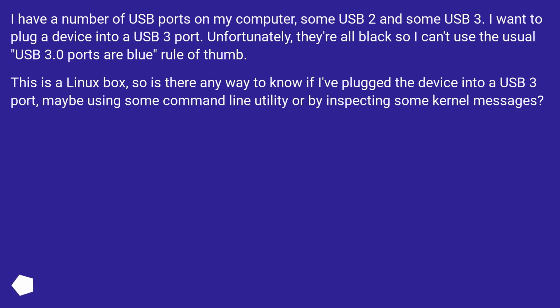Unfortunately, they're all black, so I can't use the usual blue rule of thumb for USB 3.0 ports. This is a Linux box, so is there any way to know if I've plugged the device into a USB 3 port, maybe using some command line utility or by inspecting some kernel messages?